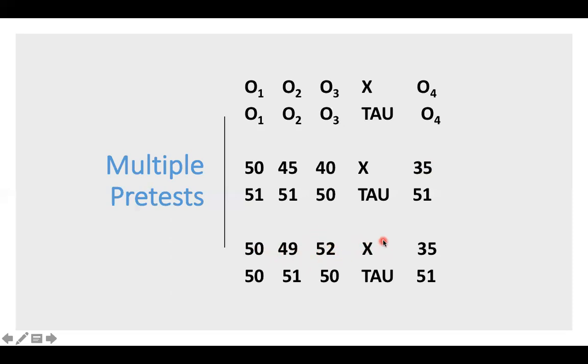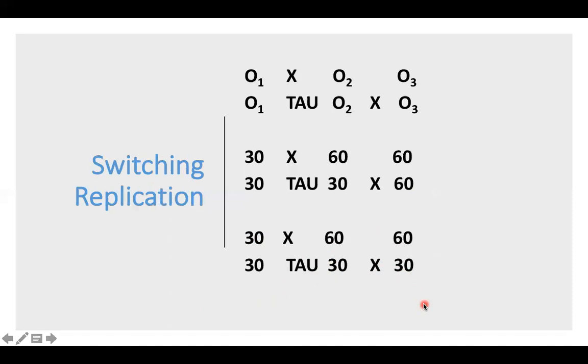But the moment the intervention is applied, it drops drastically. That is what we want to see. And then the comparison group stays the same. And that's multiple pretests for you. The next thing I talk about is switching replication. I like switching replication a lot because it's easy to define and it's easy to talk about. It's just: we switch and we replicate.